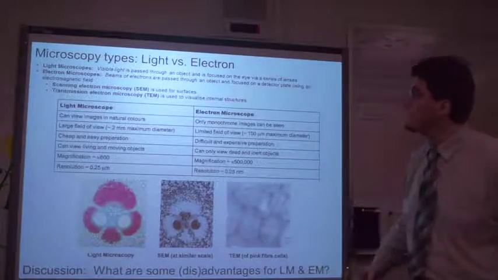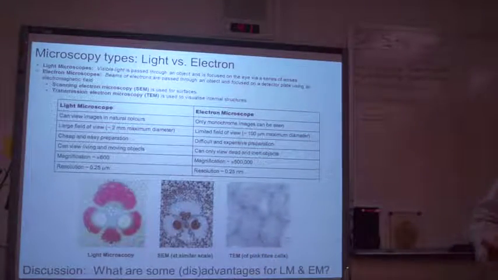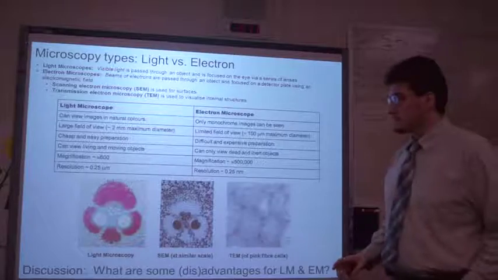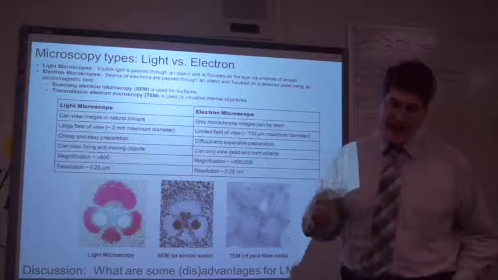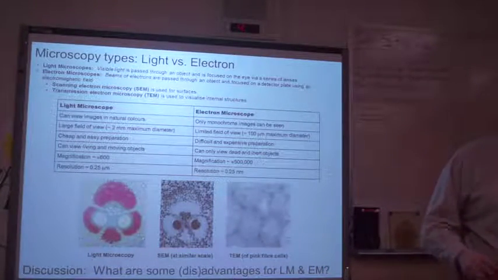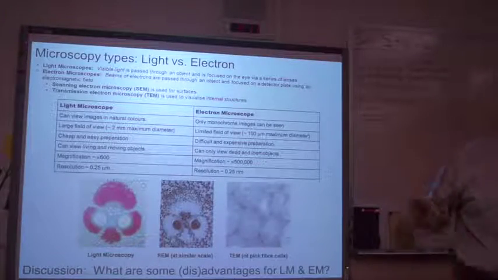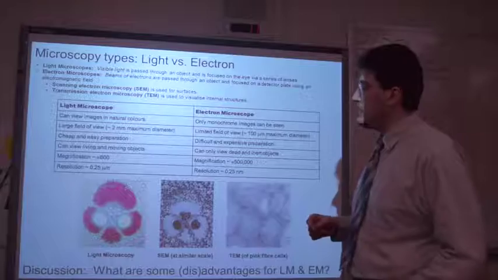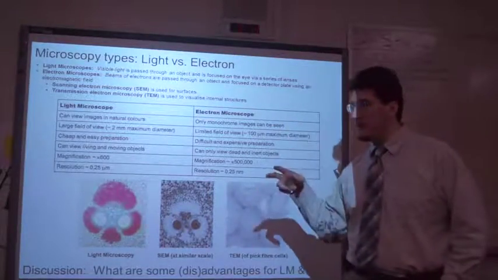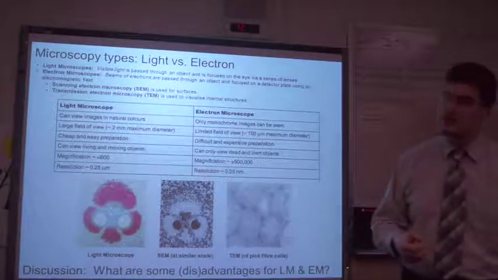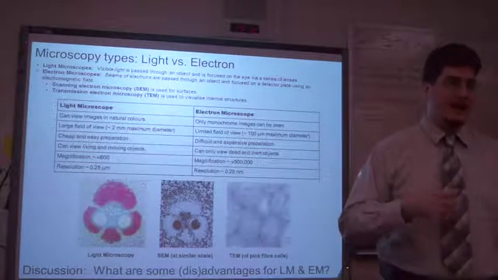Ready? All right. So here's the different types of microscopy again. Light versus electron microscopy. Light microscopes can give you images with their natural colors. This does not mean that all light microscope images will be colorful. This also does not mean that electron microscopes, which normally will naturally be black and white images, will only be black and white.